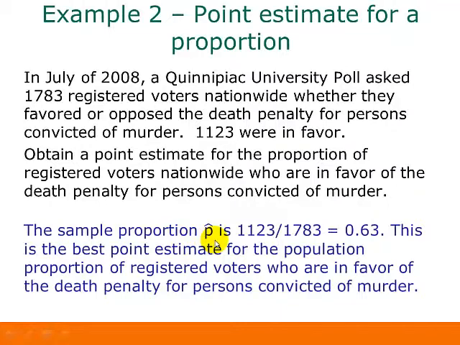So to estimate that population proportion, we're going to use the sample proportion from the sample data that we have. Our sample proportion p hat is going to be 1,123 divided by 1,783, or 0.63. This is the best point estimate for the population proportion of registered voters who are in favor of the death penalty for persons convicted of murder. Again, this is based on the sample data that we have.